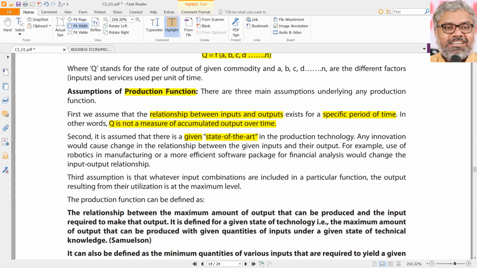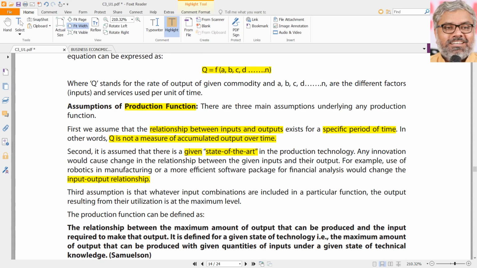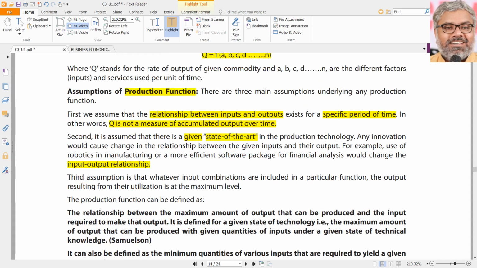If at all there is any innovation, definitely that will change the relationship between inputs and outputs. For example, if robotics are used in the manufacturing or some efficient software packages are used for financial analysis, definitely the input-output relationship will be different. That will change the relationship. So the production function, whatever it may be, if it has to be valid, the state of the art of the production technology should be fixed. That is given. That is the second assumption.